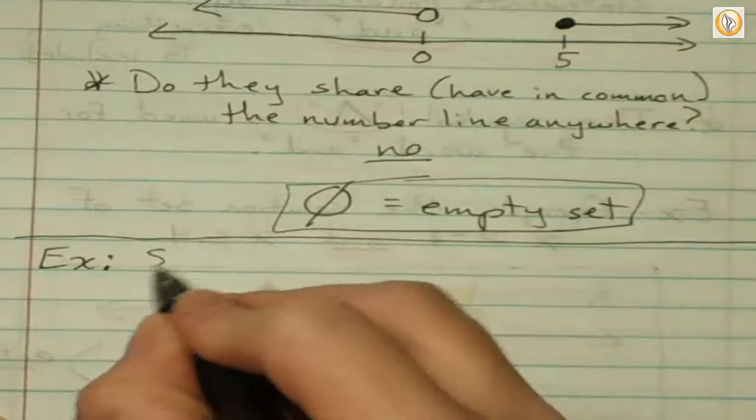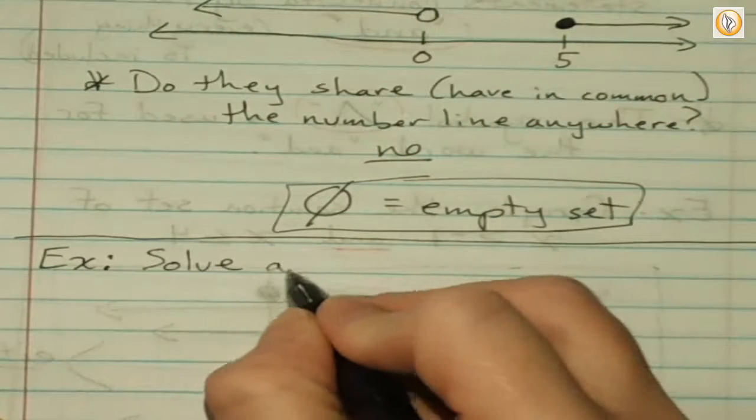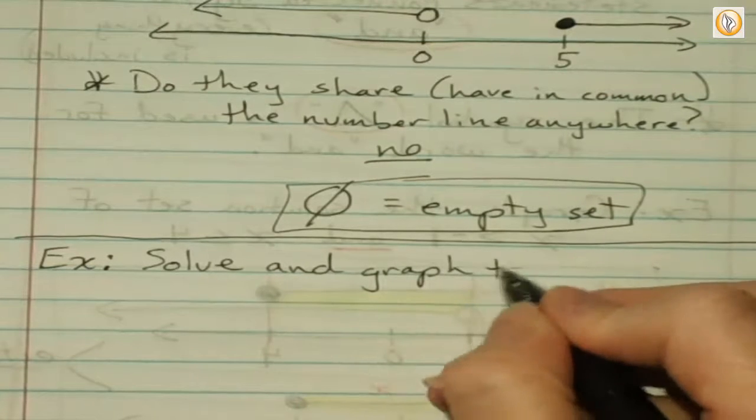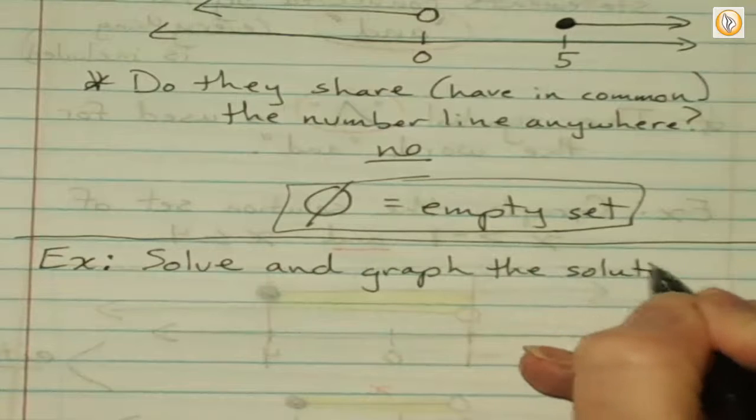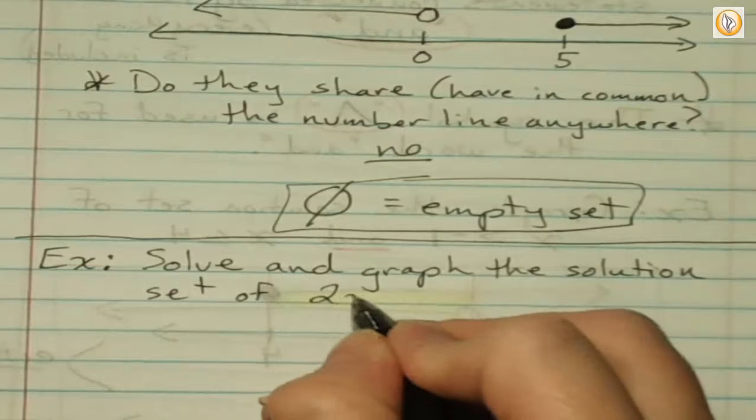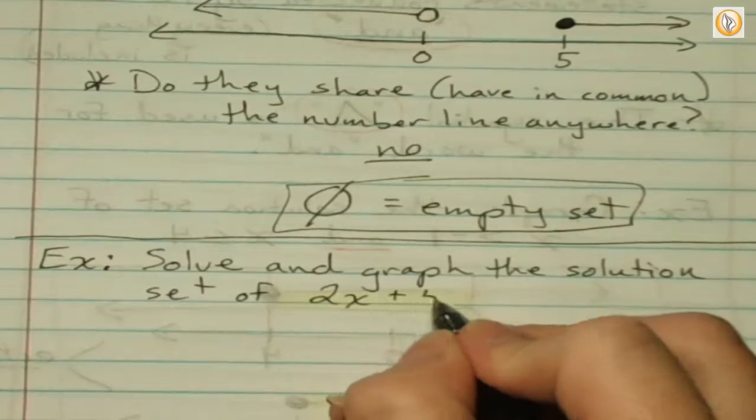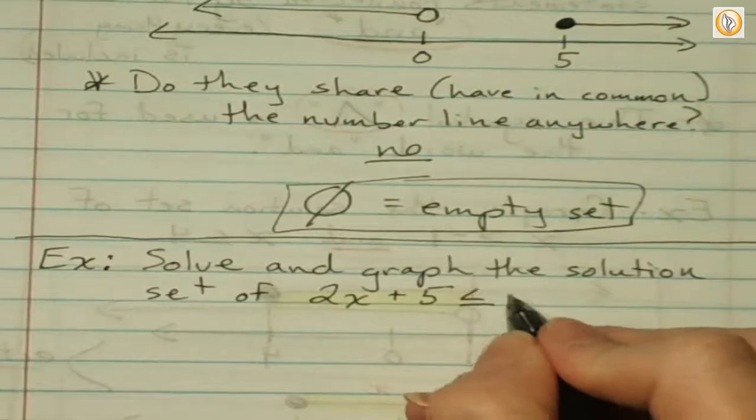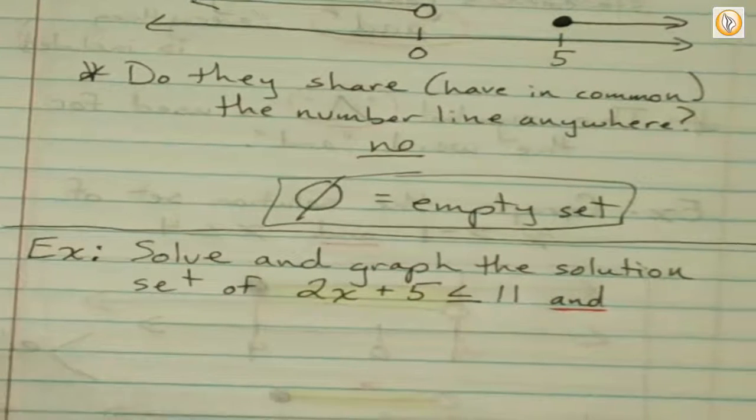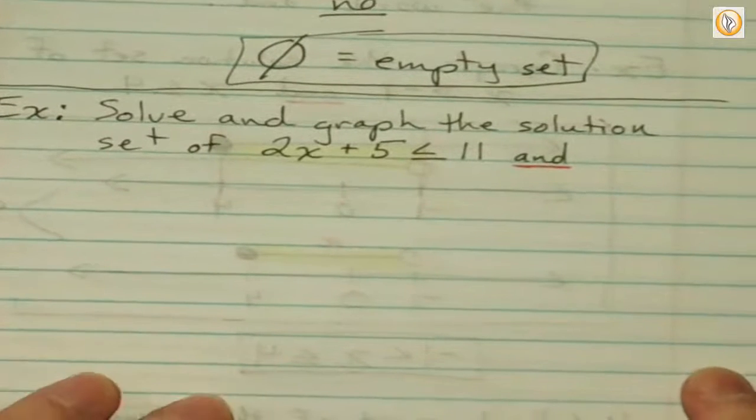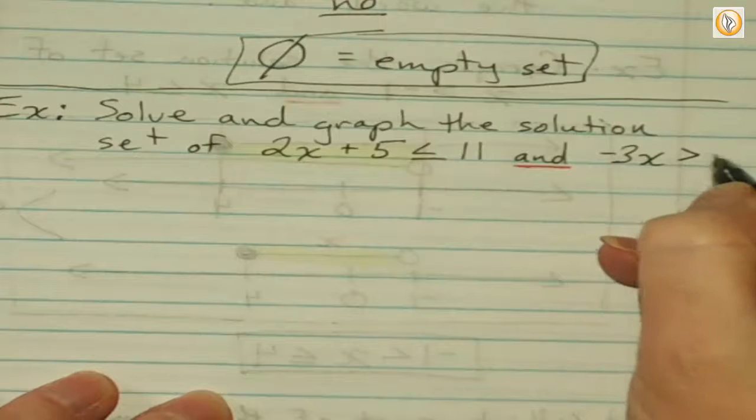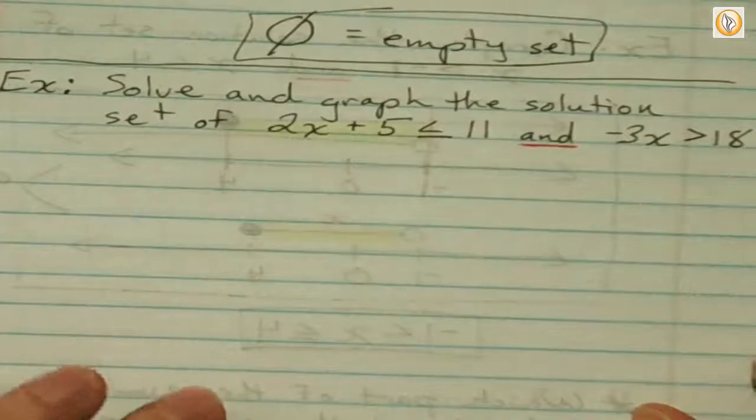Okay, here's another one. Solve, and you can write this one. Solve and graph the solution set of 2x plus 5 is less than or equal to 11, and, there's that word and, I'll move this up a little bit, negative 3x is greater than 18. Make sure your notes are nice and neat.